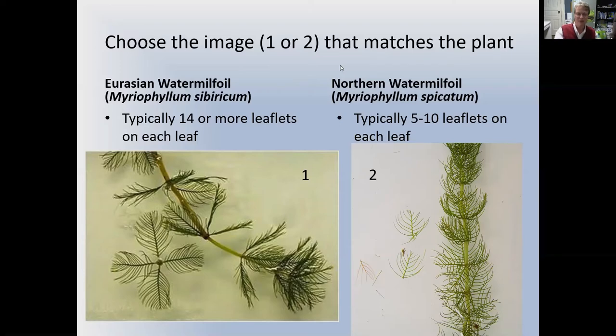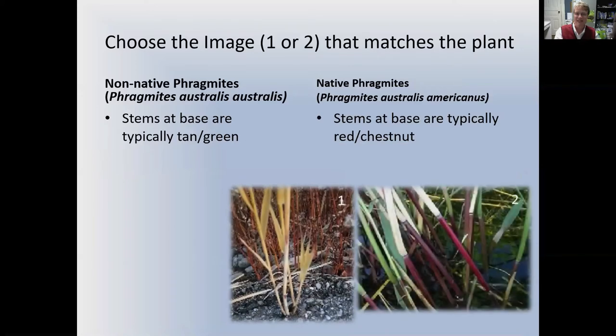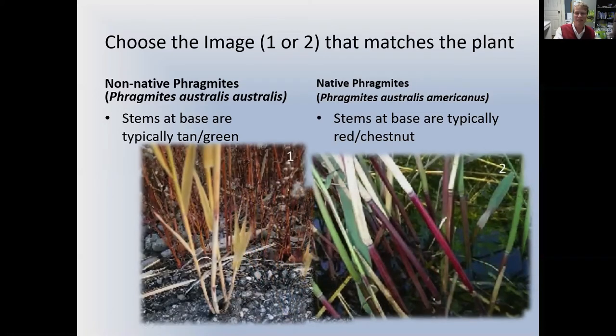and the second is northern water milfoil. The next one is Phragmites. We have the native Phragmites with a sort of purplish base, and the non-natives have a tan stem. So hopefully this one's pretty easy. Again, just a quick warm up, getting us in the mood. Which one is the invasive plant? We're going to go ahead and see which one it is, and probably those of you who guessed the tan got it right. That is the non-native Phragmites.